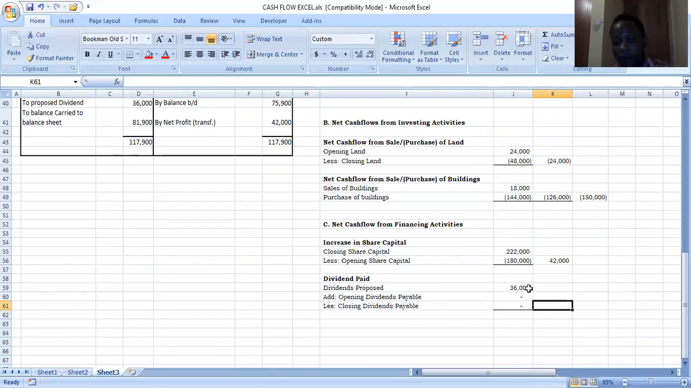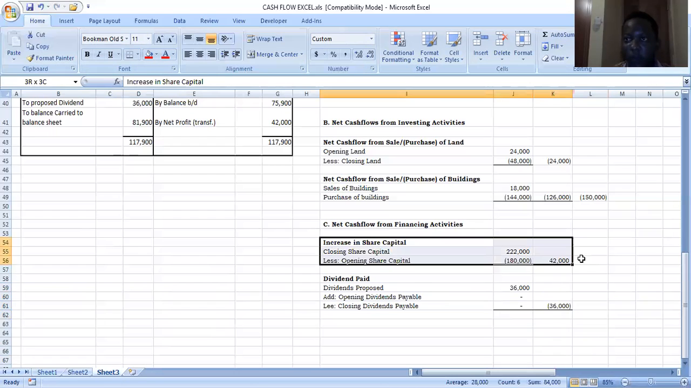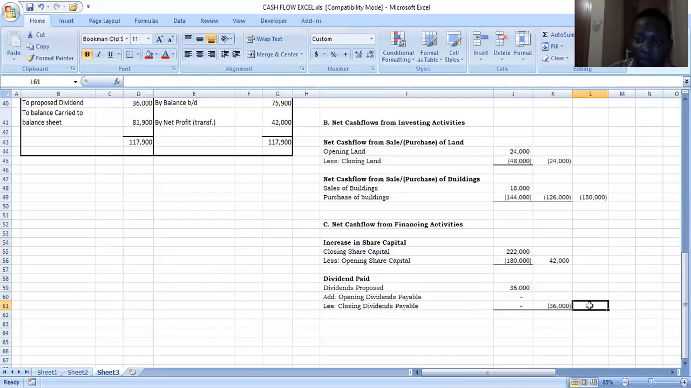That is 36,000 shillings in total. And then this is a cash outflow to the business, so we have it in brackets, to indicate that it's cash going out. So then now we have our two items in the financing activities. That is the increase in share capital, which constitutes an inflow of cash, and dividends paid, which will constitute an outflow of cash. So in total, this will give us 42 minus 36, which is 6,000 shillings. In this case, it's positive, meaning that the net cash flow from financing activities was an increase of 6,000 shillings.